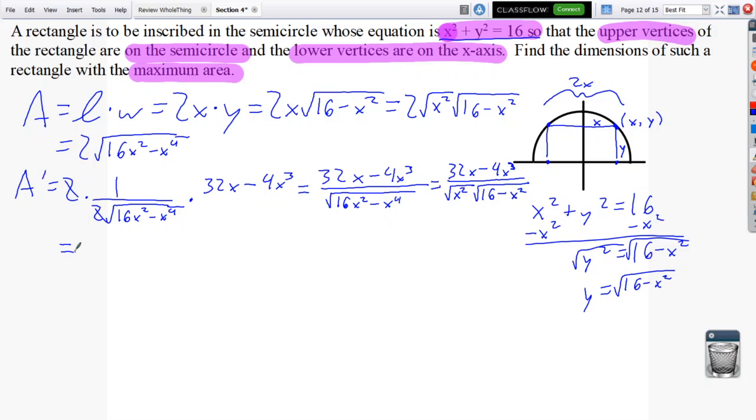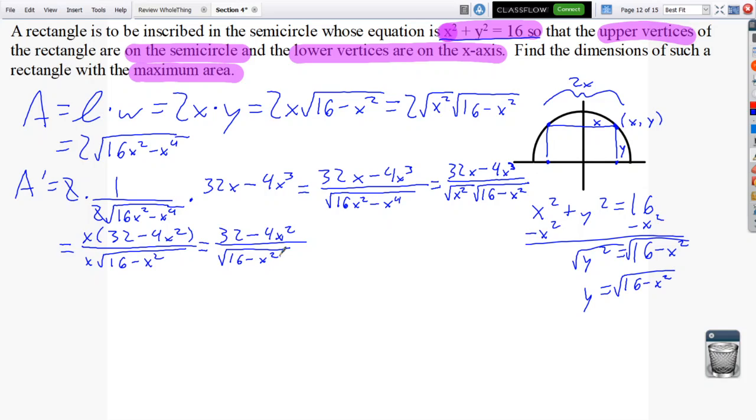So now, if I factor out an x in the numerator, I've got x times the quantity of 32 minus 4x squared over x square root of 16 minus x squared. Almost there, almost there. Whew. We now get this is 32 minus 4x squared over square root of 16 minus x squared. Sweet. So now all I have to do is find out what makes this 0, what makes this undefined.